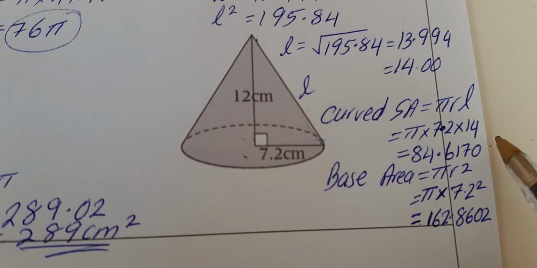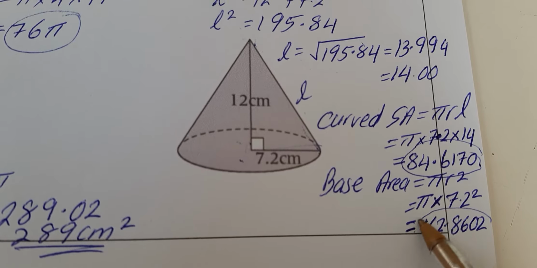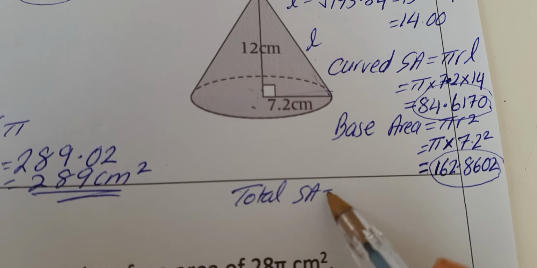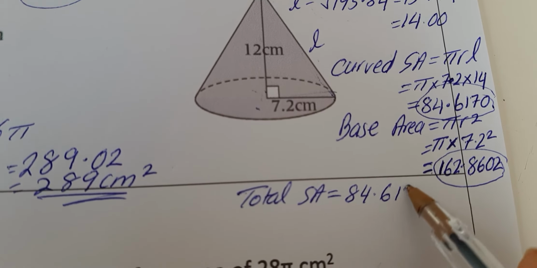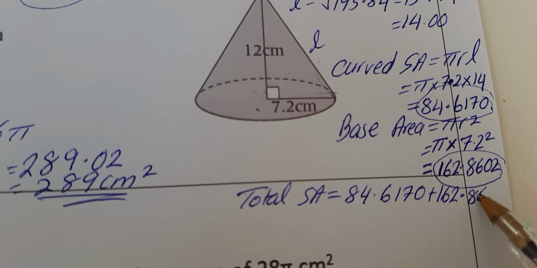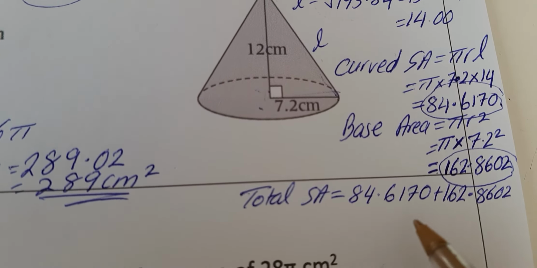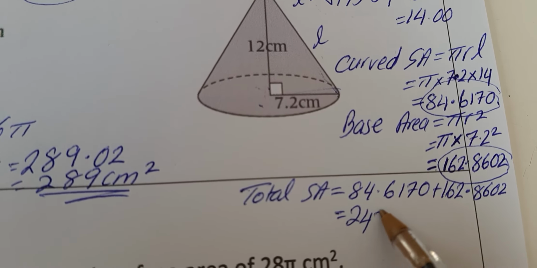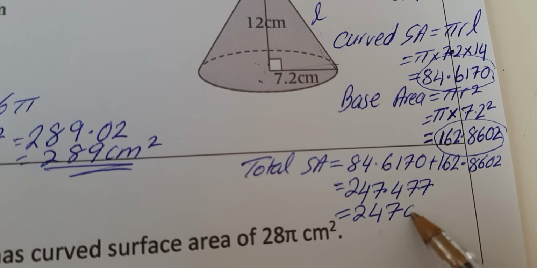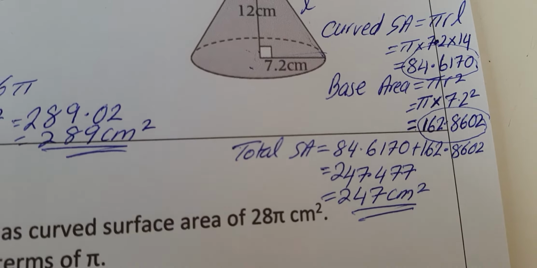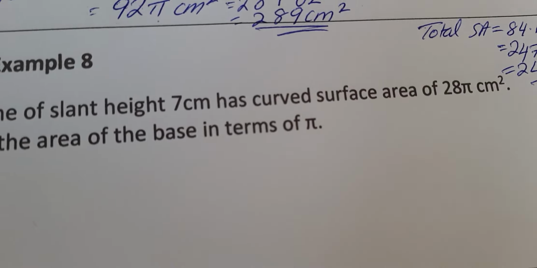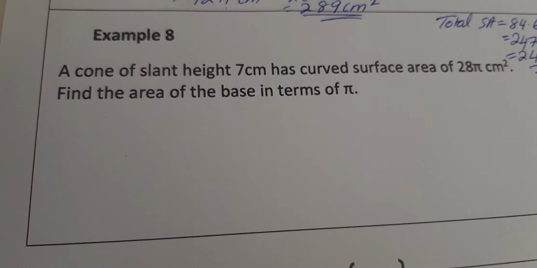Okay, and then I need to find the total surface area, so I will add these two. So total surface area equals my 84.6170 plus my 162.8602, which will come to 247.477. Or to three significant figures, just 247 centimeters squared. That's fine and dandy. Now let's move on to this example here, example 8, which will be our last example.